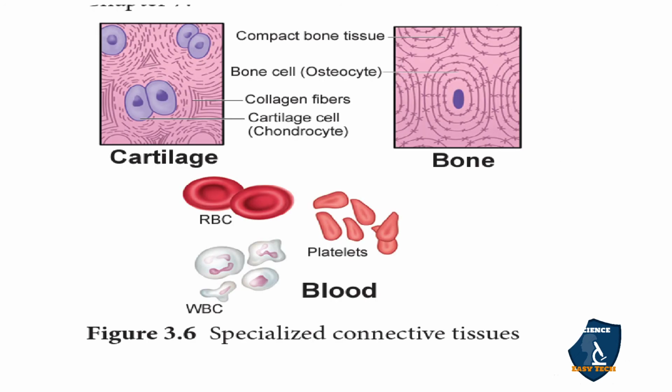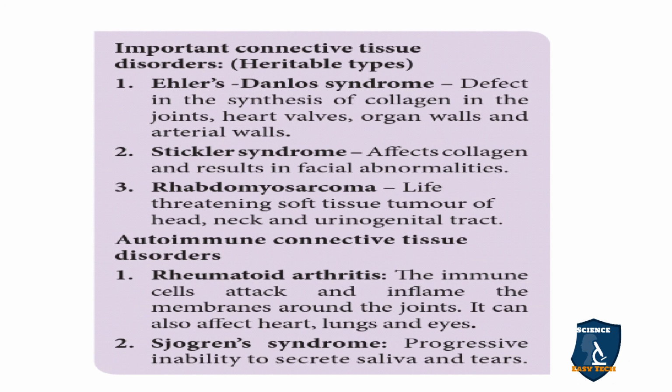So you can see the cartilage. This is the example for the cartilage, and this is the bone cell, and they are the specialized cells. Example, the blood. And the important connective tissue disorders, that is heritable types: Ehlers-Danlos syndrome, a defect in the synthesis of collagen in the joints, heart valves, organ walls and arterial walls. This came as a 5 mark question. And Stickler syndrome affects the collagen and results in facial abnormalities.